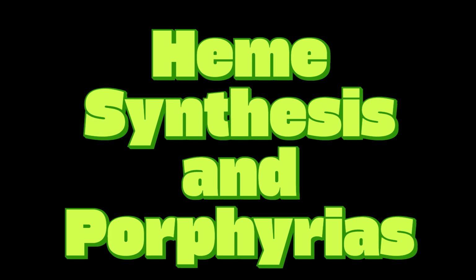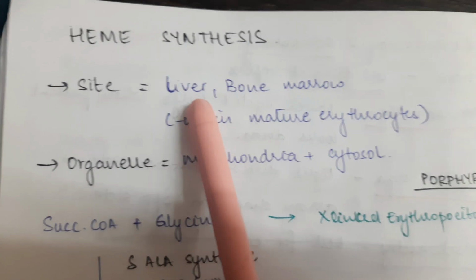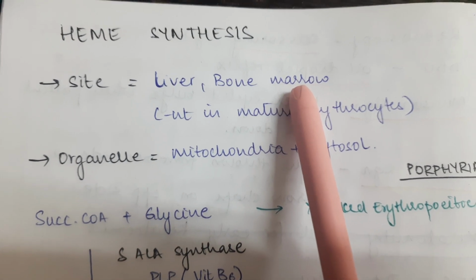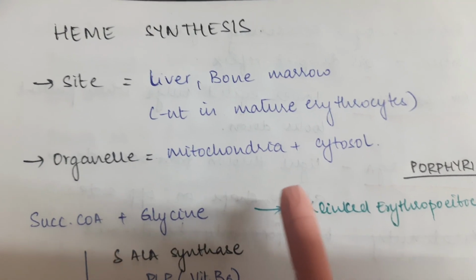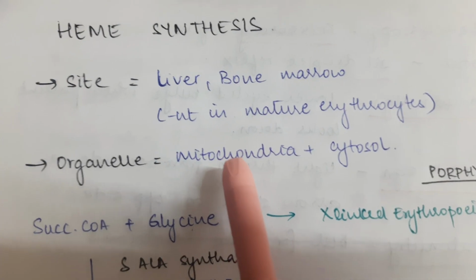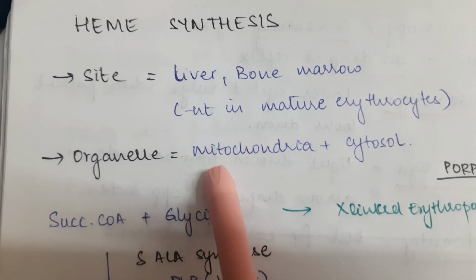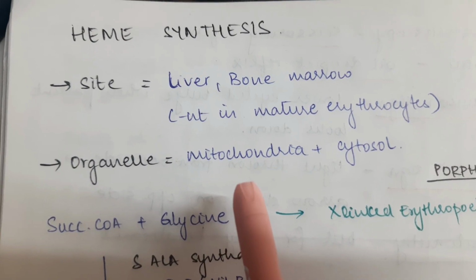Hello everyone, in this video we will talk about the pathway of heme synthesis and all the disorders associated with it, which are known as porphyrias. The organs involved in the synthesis of heme are the liver and the dividing cells of the bone marrow. Keep in mind, heme synthesis is absent in mature erythrocytes. If we talk about the organelle in which heme synthesis happens, it is both mitochondria and cytosol. So heme synthesis is one of the processes which involve both the mitochondria as well as the cytosol.